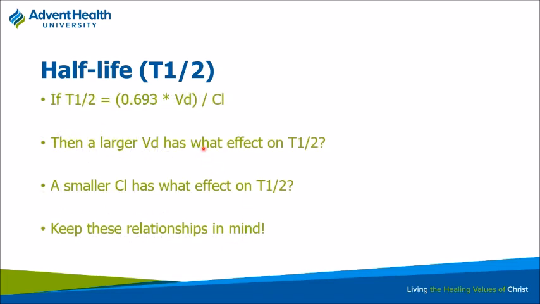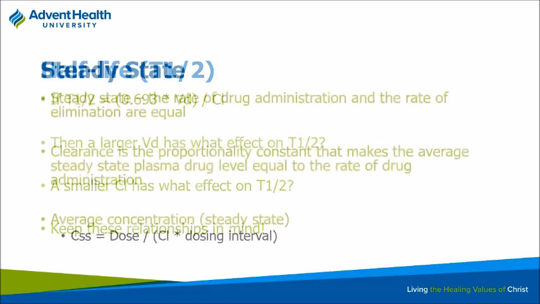As I mentioned, the larger the volume of distribution is, the bigger the half-life, and the longer it's going to take to get rid of that drug. A smaller clearance will have the same effect. So keep these proportions in mind. Remember how one's going to affect the other. It makes sense when you think through it. If I'm not clearing as much drug, it takes longer to do so. The half-life is longer. So keep the relationships in mind. That's the big feature here.